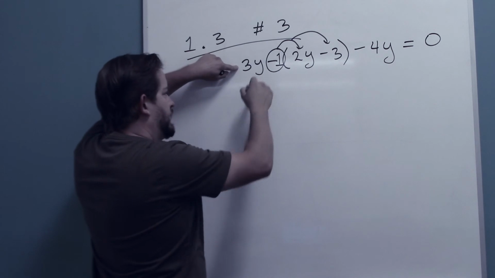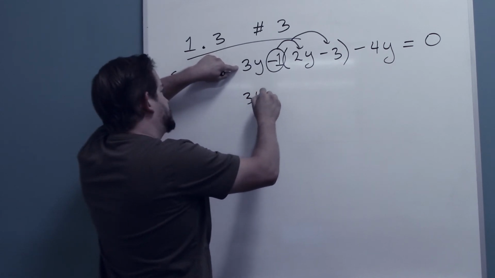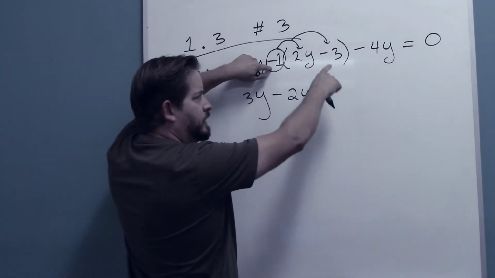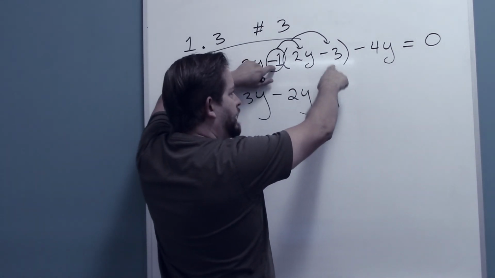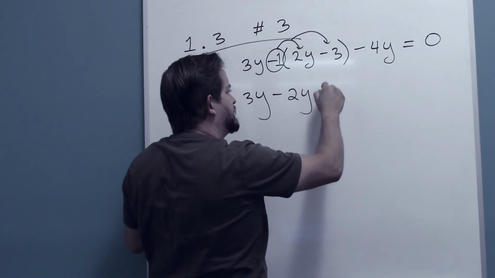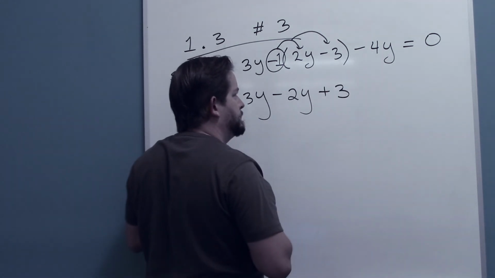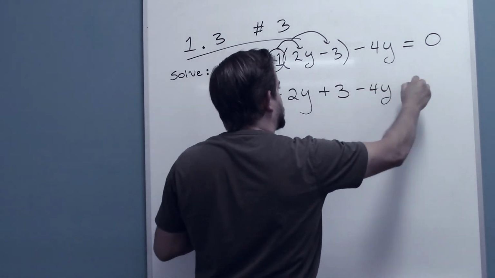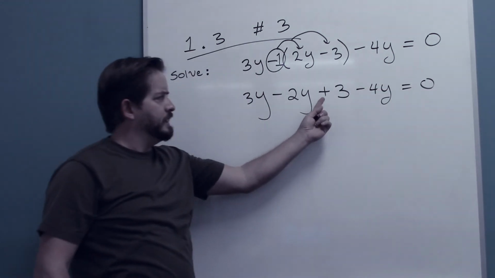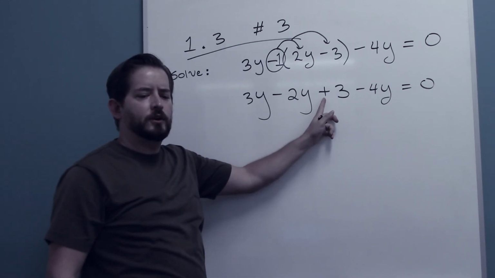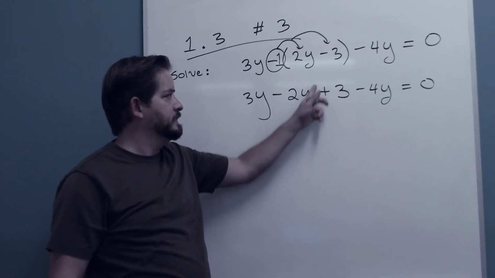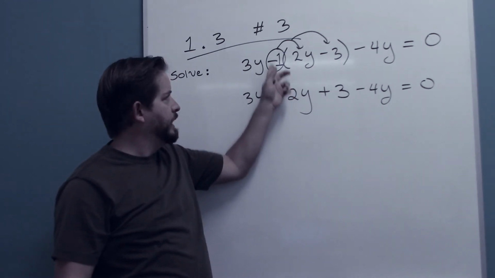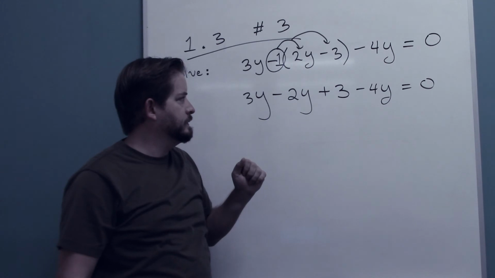That gives me 3y minus 2y. But this minus 1 comes and multiplies a minus 3. Minus times a minus is a positive, so that's a plus 3. And then I have minus 4y equals 0. So it's this right here. If you got this wrong and can't figure it out, go back and look at this. If you have a minus as you've written it here, then that's your issue. Right? That minus has to distribute to both of those.